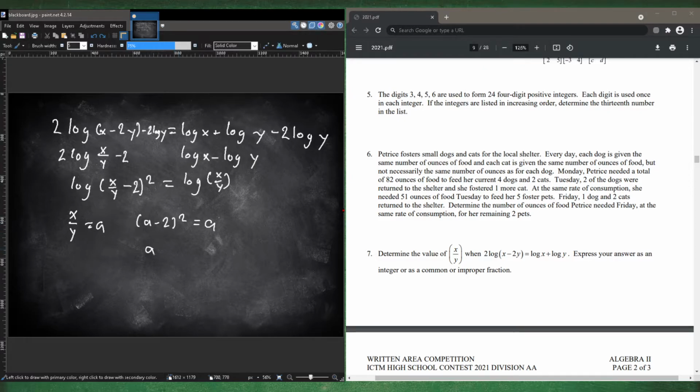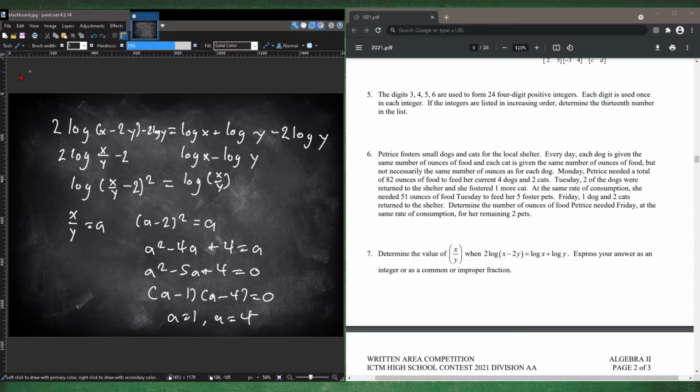In this case, that's a squared minus 4a plus 4 equals a. And that will give us a squared minus 5a plus 4 equals 0. So that will give us a minus 1 and a minus 4 equals 0. That means a equals 1 or a equals 4. As usual for logs, only one of them works, so we just need to determine which one. Remember, a is just equal to x divided by y.